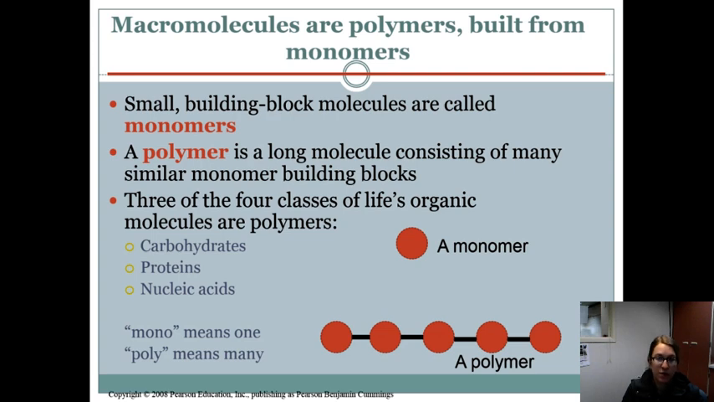So the first thing we got to talk about is that most of these macromolecules are made from small subunits called monomers. Mono means one. And you put those monomers together to make polymers. So in this picture, we're just using a circle to show a single monomer. So we got one circle, and if we put them together to make many, that's a polymer. So poly means many. All of your four kinds except for the lipids are made of subunits called monomers that we stick together to make polymers.